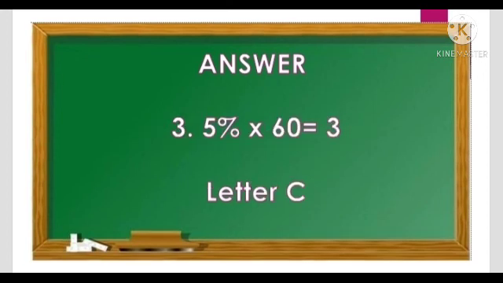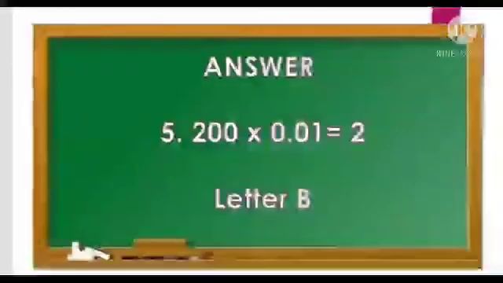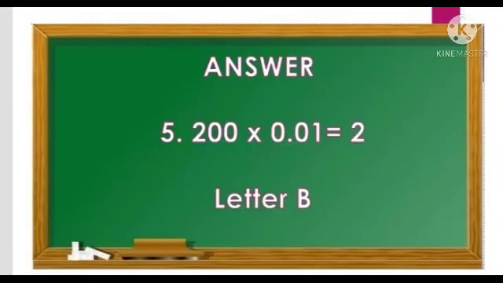Next, item number 3, 5% of 60 is equal to 3. So the answer is letter C. Number 4, 88 multiplied by 0.02 is equal to 1.76. The answer is letter A. And for the last item, 200 times 0.01 is equal to 2. Letter B. Wow, who got 5? Wow, great job, kids. Please comment hooray if you got 5.